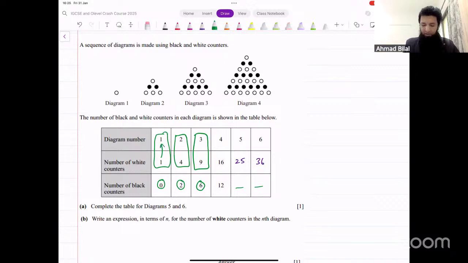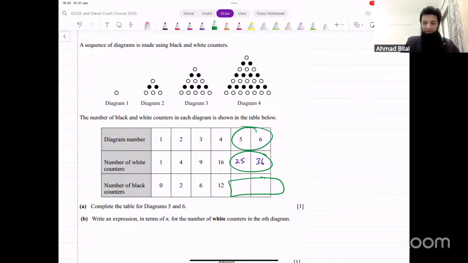1 minus 1. If you subtract these 2 numbers, you get the number at the bottom, that is 0. So 1 minus 1 gives you 0. In the second case, 4 minus 2 gives you 2. In the third case, 9 minus 3 gives you 6. And then 16 minus 4 gives you 12. So that's the pattern that you have here. The last row is basically the second row minus the first row.